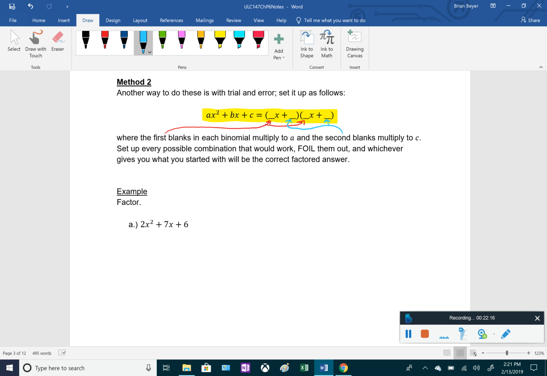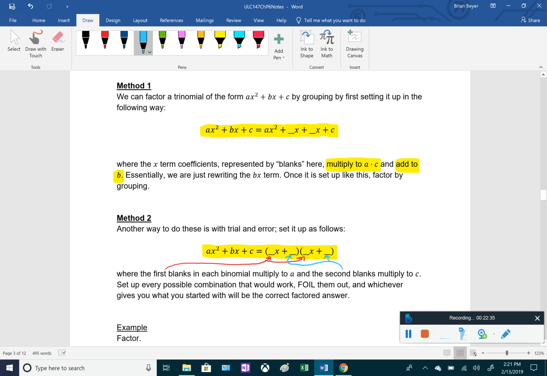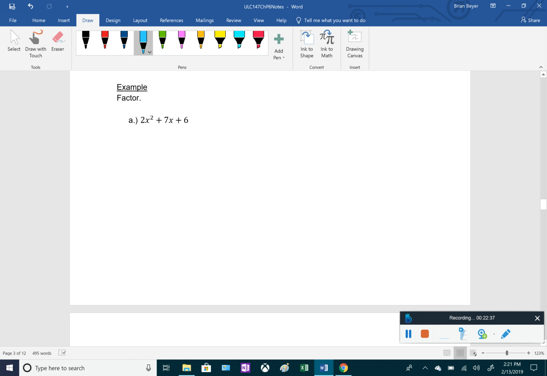So what you're going to do is set up every possible combination that'll work, and then you FOIL each of them out until you get the expression that you started with, and that'll be the correct one. So it's trial and error, guess and check. Not very much fun, but we'll do that one last. Okay, so we're going to do this first method first here. So let's factor 2x squared plus 7x plus 6. So first we notice it's a trinomial in the form ax squared plus bx plus c.